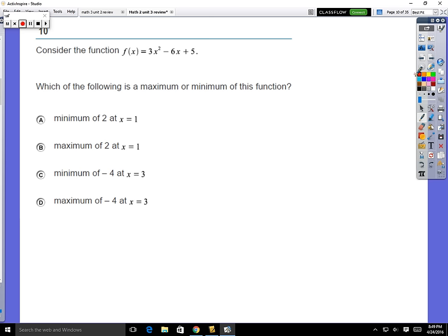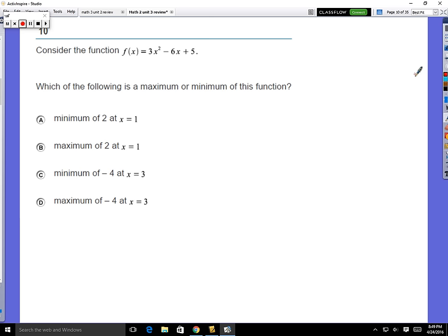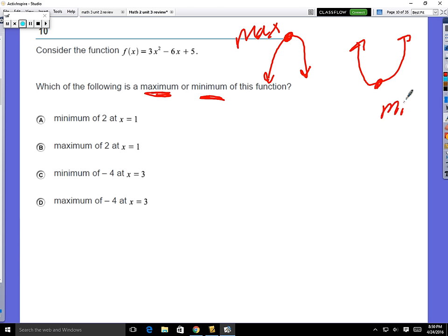10. Okay, consider this function. Which of the following is a maximum or a minimum? Okay, so check it out. We can eliminate two of them real quick. This type of parabola has a maximum, because that's the highest point. This type of parabola has a minimum, because that's the lowest point.